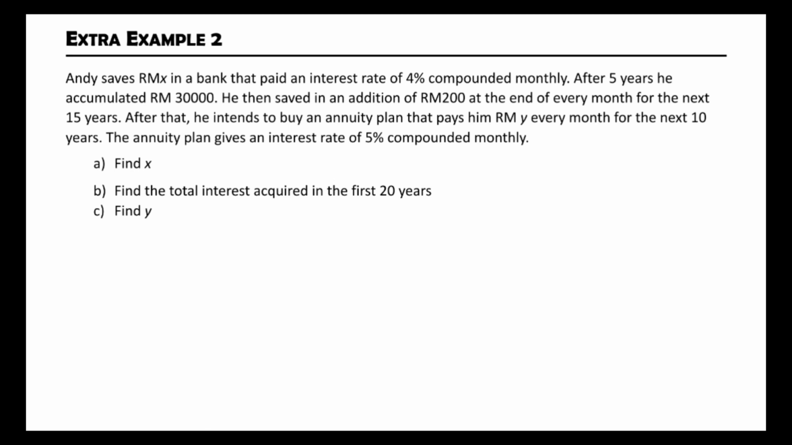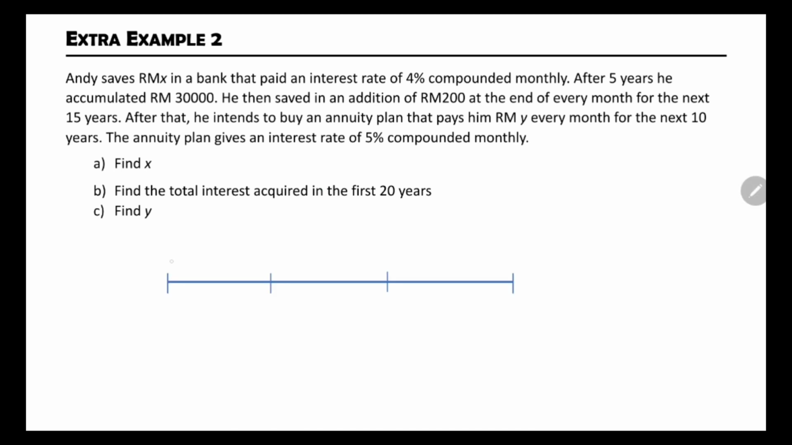Extra example 2. Andy saved RMX in a bank that paid an interest rate of 4% compounded monthly. After 5 years, he accumulated 30,000. He then saved an additional 200 at the end of every month for the next 15 years. After that, he intends to buy an annuity plan that pays him RMY every month for the next 10 years. The annuity plan gives interest of 5% compounded monthly. Find X, find total interest acquired in the first 20 years, and find Y.